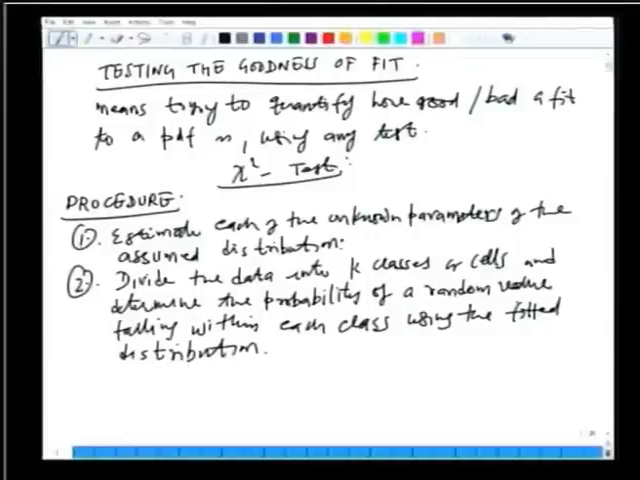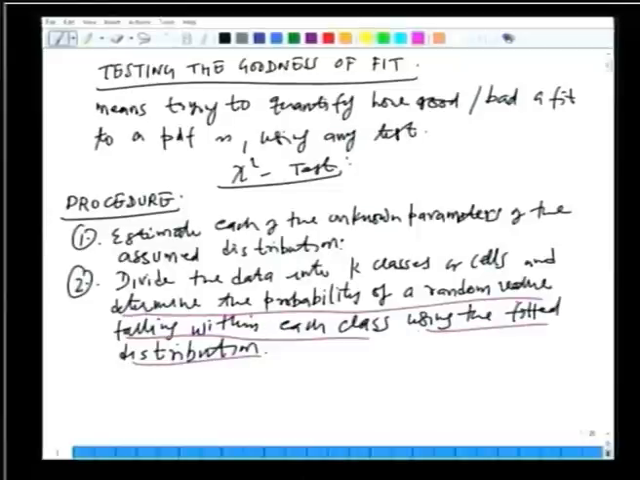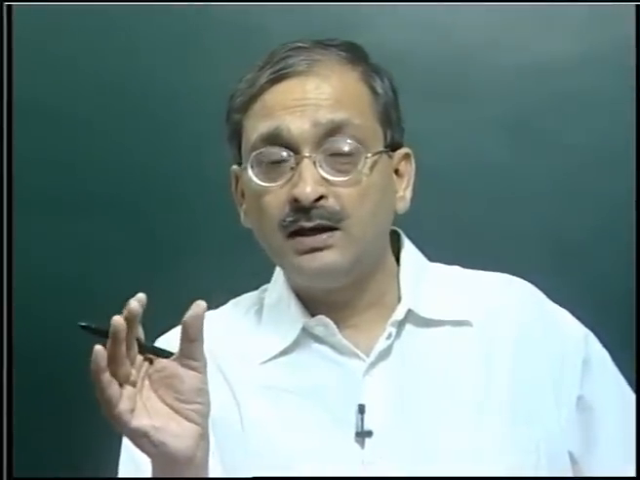So, let us say we divide the whole range of data into k classes, and then, after we have divided the data into k classes, we determine the probability of a random value falling within each class. How? Using the fitted distribution. So, we are trying to find the probability of occurrence of the random value within a particular class. Let us say there are 5 classes for the case of your annual rainfall, as I said.